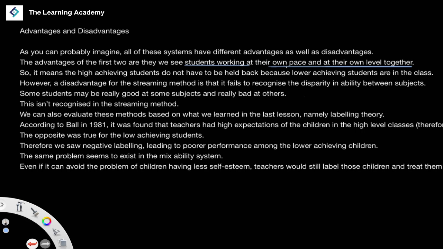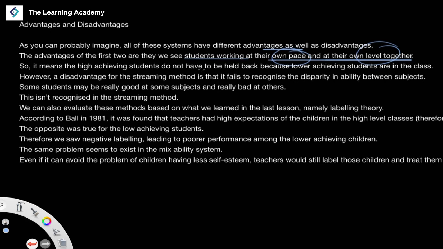Or it would just mean that the children who are of lower ability will be looking at a maths board and not understanding a single thing that is written on the board. So we can have a situation where we have our own pace setting and we can work at the same level together. Okay. And it means ultimately that the high achieving students are not held back by the lower achieving students in the class.